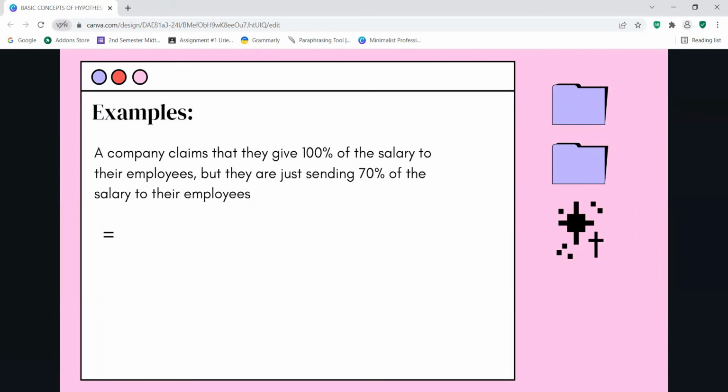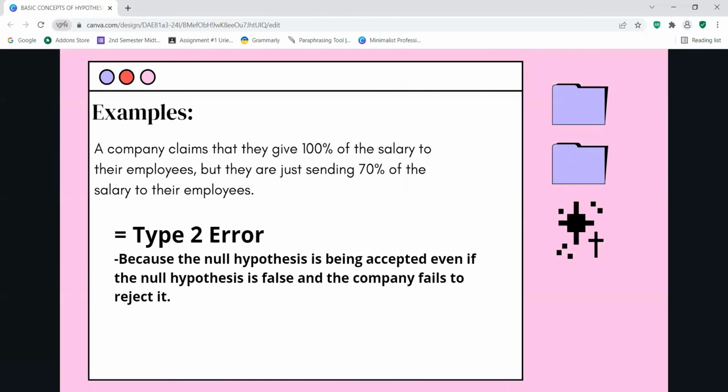Example number 2. A company claims that they give 100% of the salary to their employees, but they are just sending 70% of the salary to their employees. What type of error? I can say type 2 error, because the null hypothesis is being accepted even if the null hypothesis is false, and the company fails to reject it.